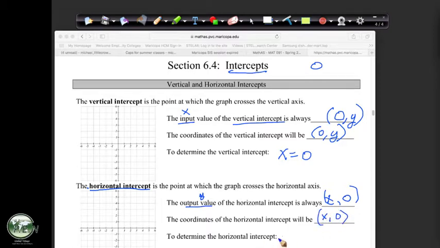And to determine the horizontal intercept, how can I find it? I set y equals 0. Plug that in and figure out what x is. That's how I get it. So this is all there is to it. It's so simple, but at the same time so hard to actually apply. It's because we think it's got to be more difficult or something. I had difficulties with this. I don't even know why anymore, because it just seems so simple. X is 0 for vertical intercepts, y is 0 for horizontal.